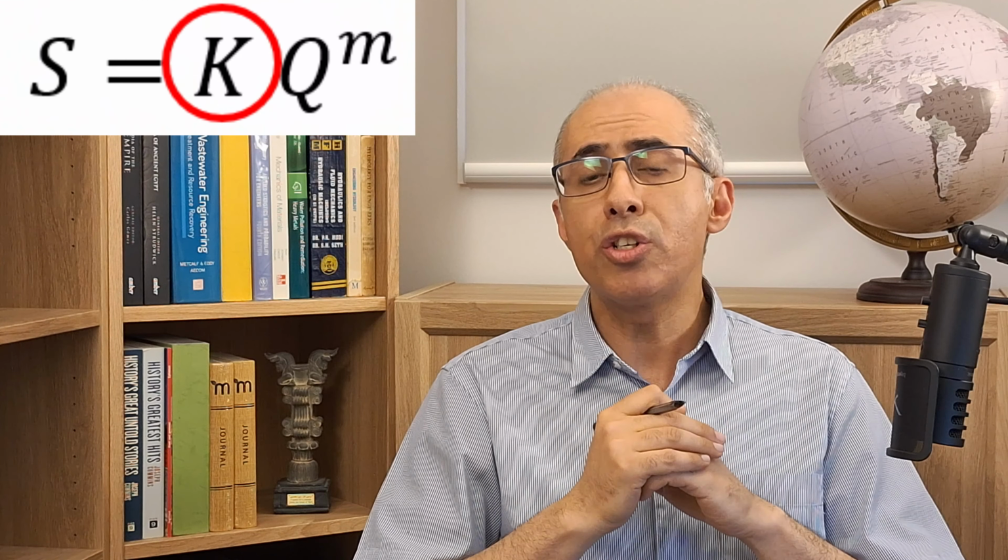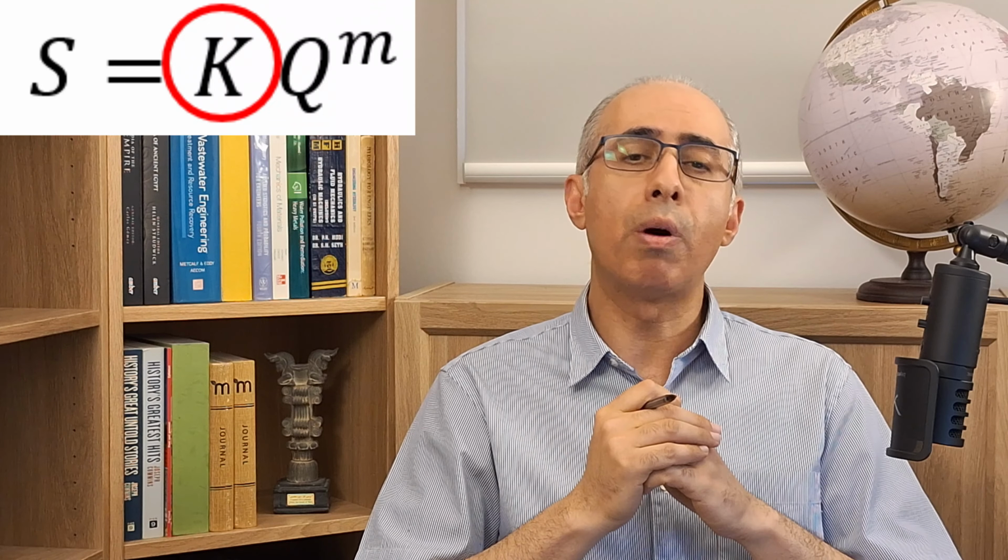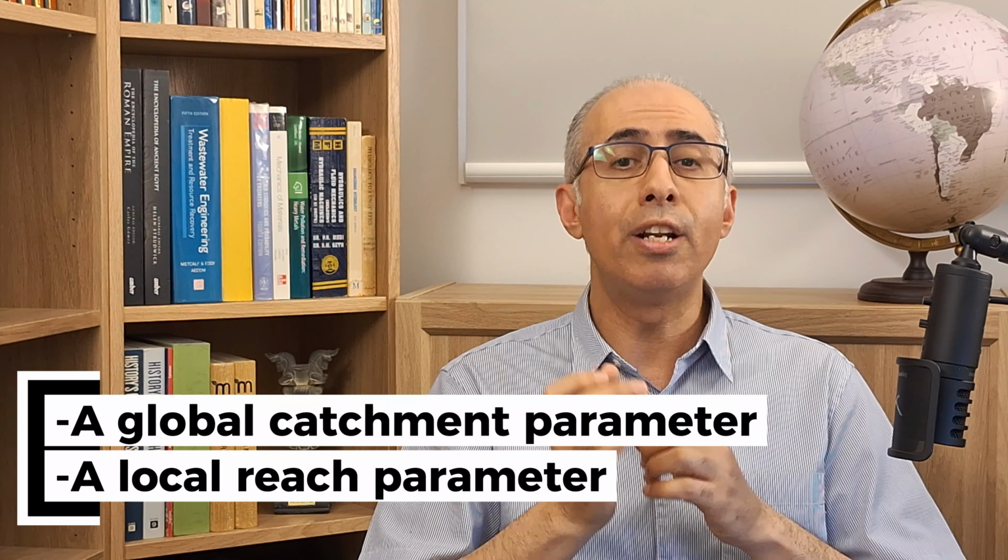A critical innovation in RORB is the decomposition of this parameter. If every reach in a model required an independently calibrated k value, the model would be massively over-parameterized and practically impossible to calibrate uniquely. To solve this, RORB separates k into a global catchment parameter and a local reach parameter. Let's know more about this.